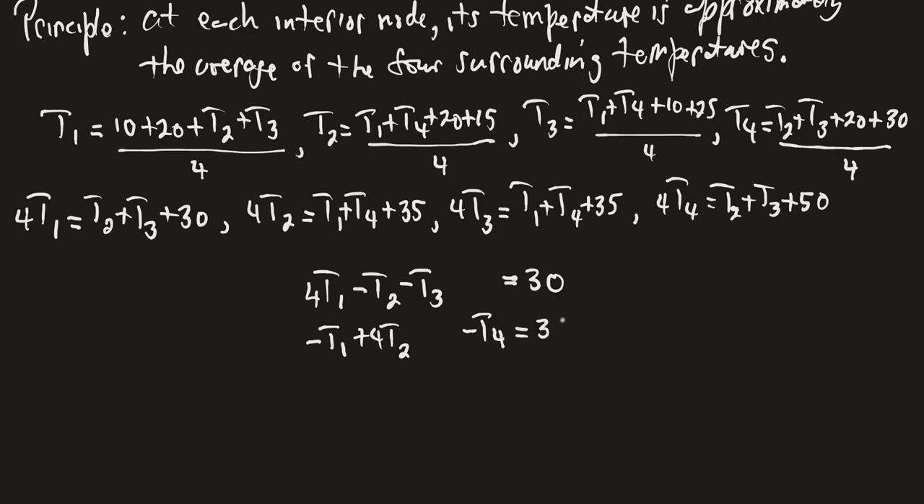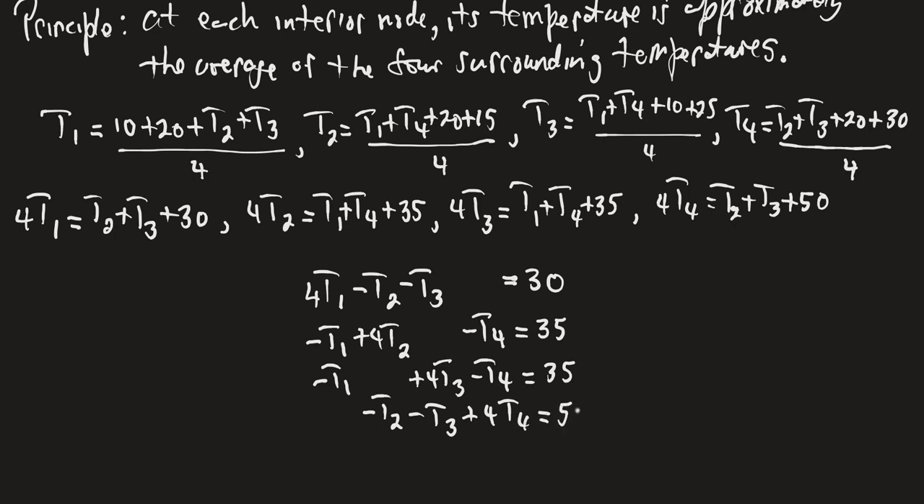That's equal to 35. And then now our third equation, subtract t1 again, so you'll have a negative t1. There's no t2 now, and then we have a plus 4t3, and then a minus t4, and that's also equal to 35. And then finally now, the fourth equation, there is no t1, but there's going to be a negative t2, and a negative t3, but then a positive 4t4, and then that's equal to 50.